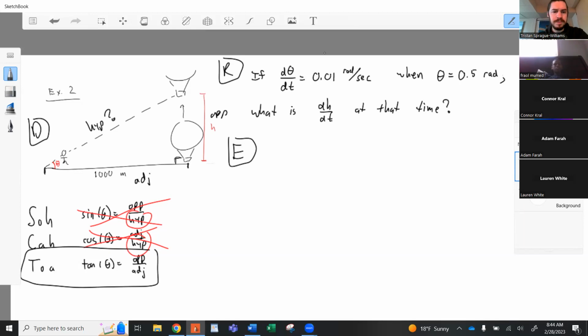Okay, good review. So here's how we set up the equation. We set it up as tangent of theta equals the opposite side, which is h, divided by the adjacent side, which is 1,000 meters. So there's our equation.